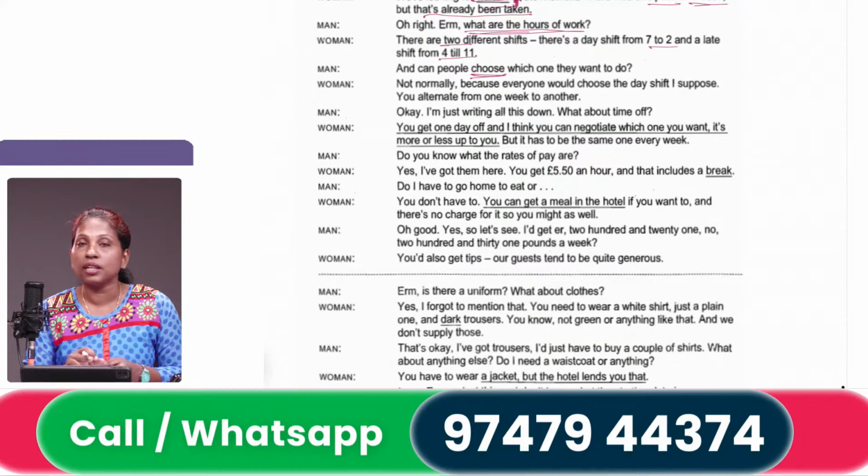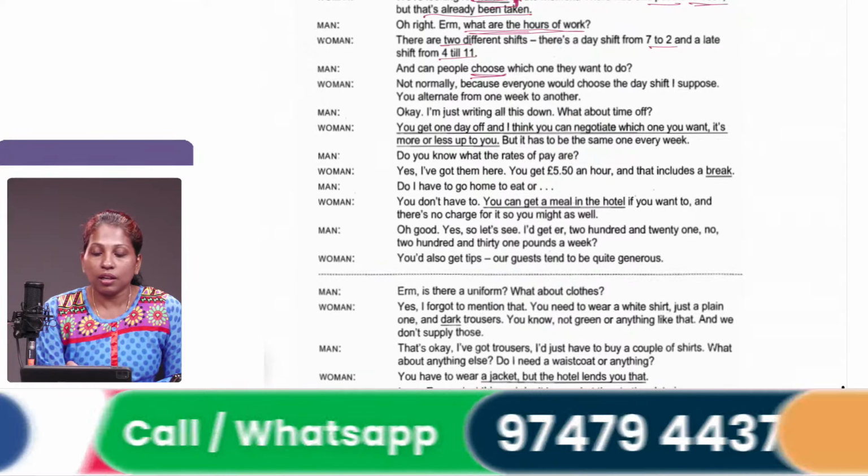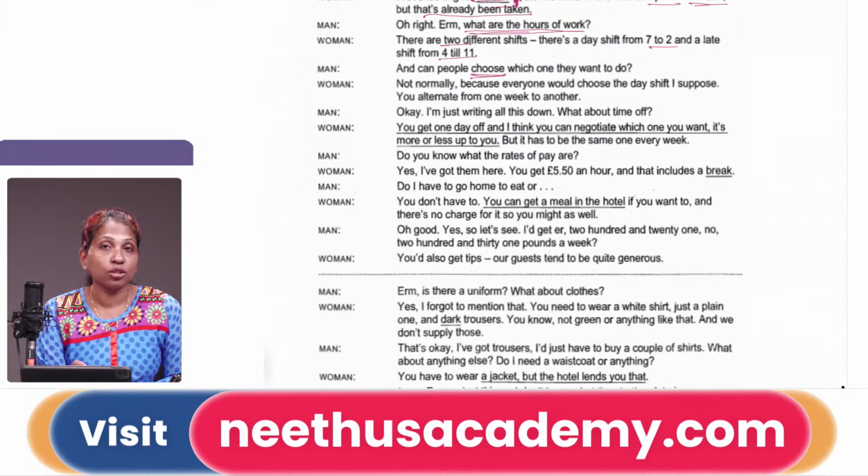So you go alternate. You cannot choose it because they have given the reason. Okay, so that means that is not about the shift, right? I'm just writing all this down. What about the time off?